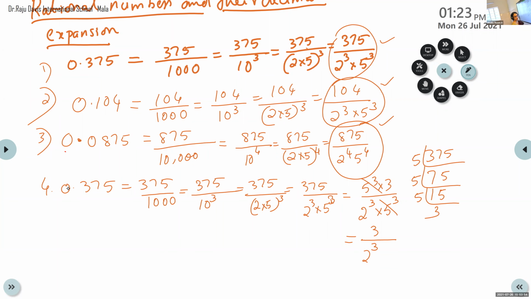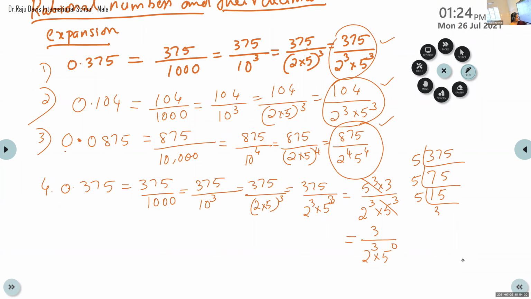Can we bring 5 anyhow? Yes, we can write 5 raised to 0. So in this case also, the denominator of the p by q form is of the form 2 raised to some number, 5 raised to some number, like 2 raised to 5 or 2 raised to 3 or 5 raised to 2. We can say 2 raised to m into 5 raised to n, where m and n are any integers, or 2 raised to n into 5 raised to m.